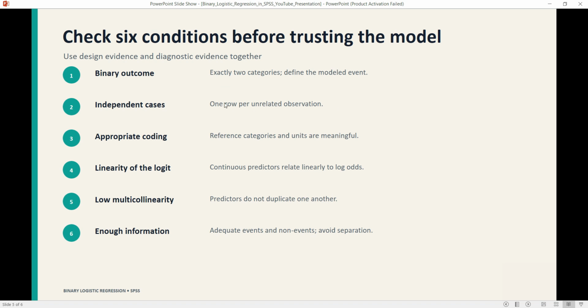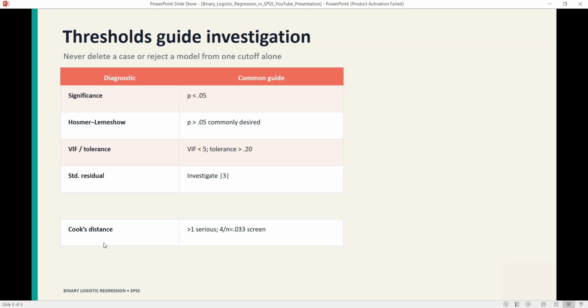Check six conditions before trusting the model. First, binary outcome: exactly 2 categories, defining the model event. Independent cases: one row per unrelated observation. Appropriate coding: reference categories and units are meaningful. Linearity of the logit: continuous predictors relate linearly to the logit. No multicollinearity, and enough information.